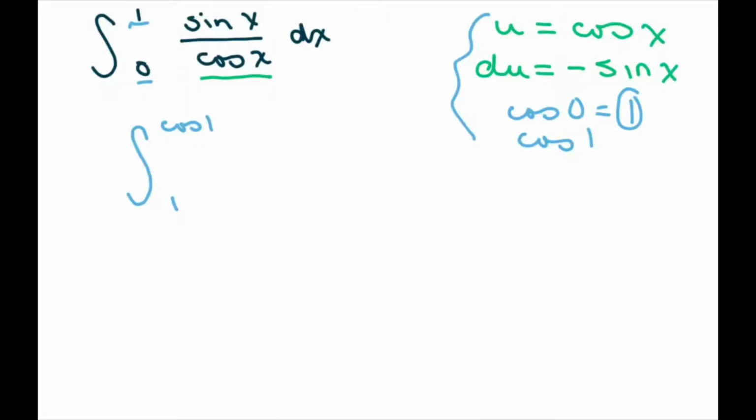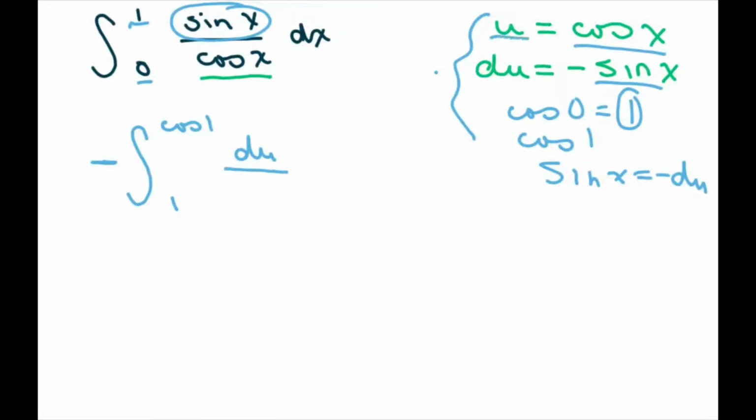Now, we know that our top portion, sine of x dx, equals negative du. I just moved that over, so I'm going to pull the negative out in front of the integral sign and just write du. And we also know that cosine of x for u substitution is u. So now that we have this, we can use our knowledge of our logs and evaluate the integral.